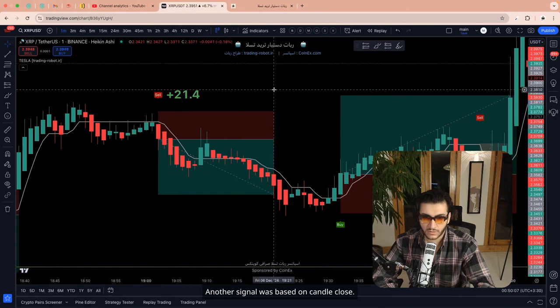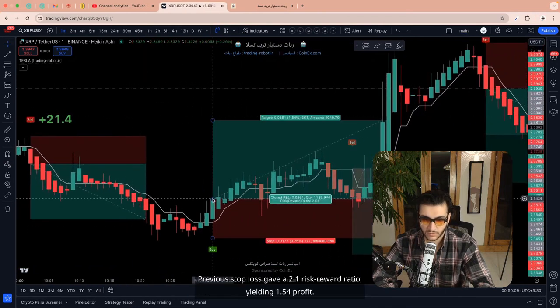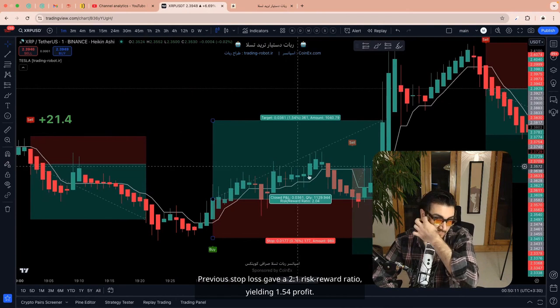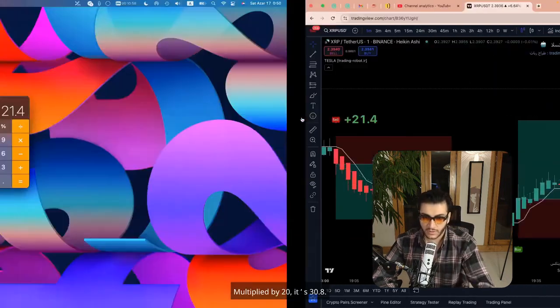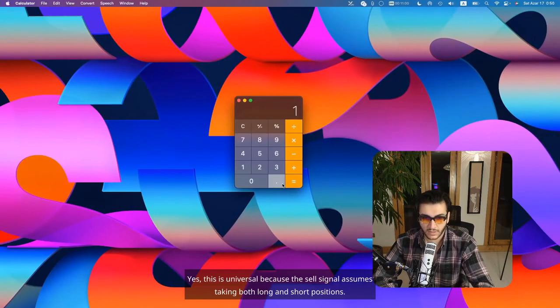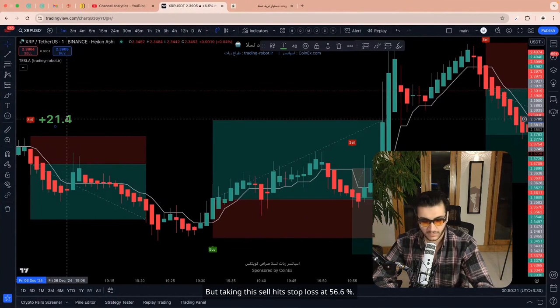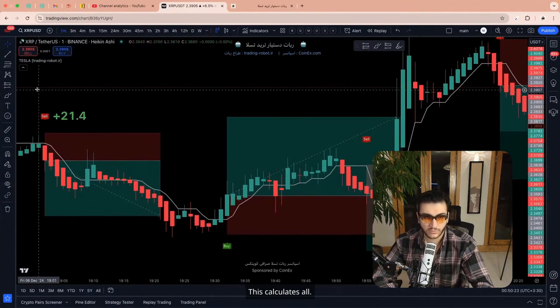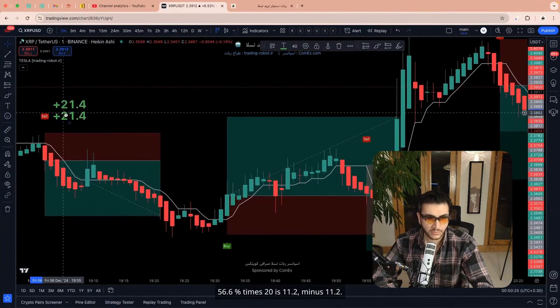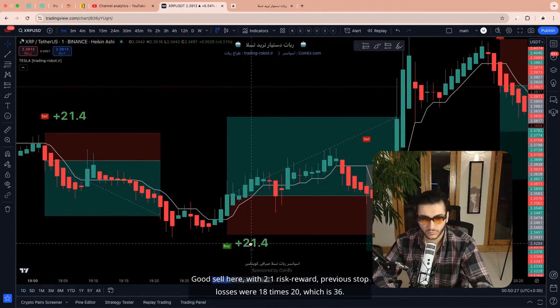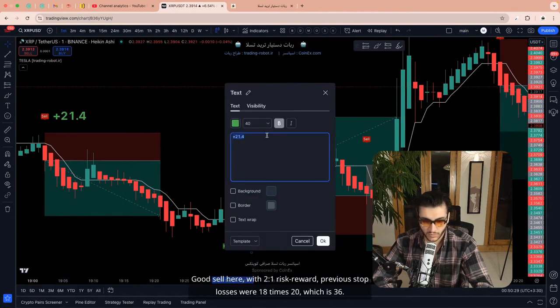Another signal was based on candle close. Previous stop loss gave a 2.1 risk-reward ratio, yielding 1.54 profit. Multiplied by 20, it's 30.8. Why 30.8? Yes, this is universal because the sell signal assumes taking both long and short positions. But taking this sell hits stop loss at 56.6%. This calculates all. 56.6% times 20 is 11.2 minus 11.2. Good sell here, with 2.1 risk-reward. Previous stop losses were 18 times 20, which is 36.